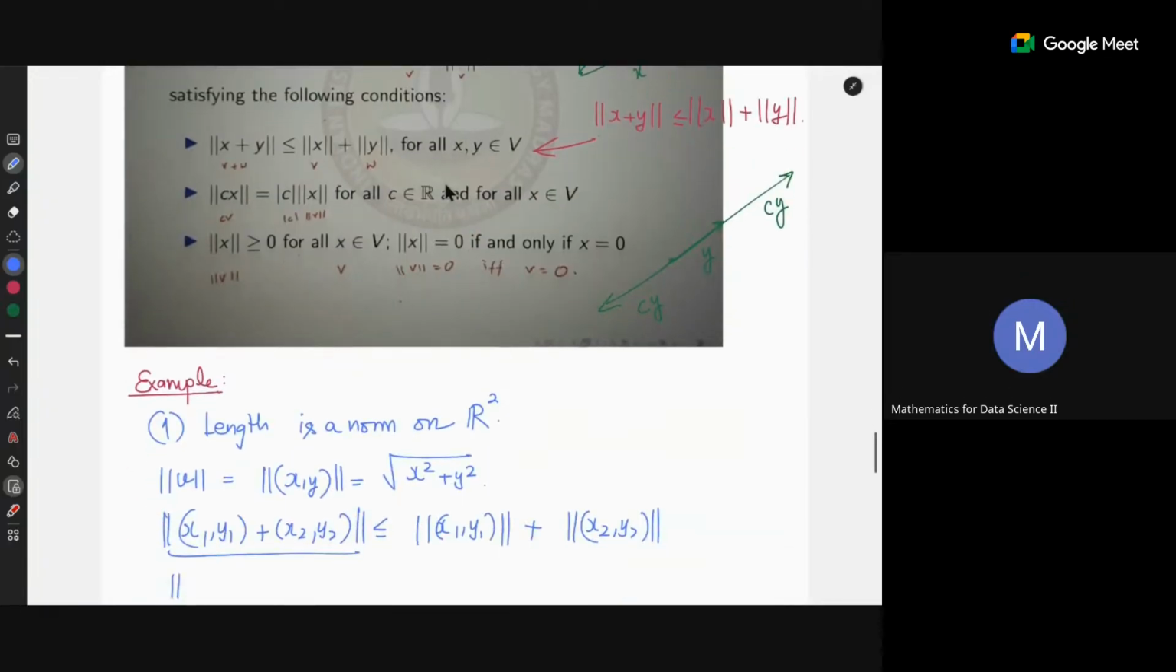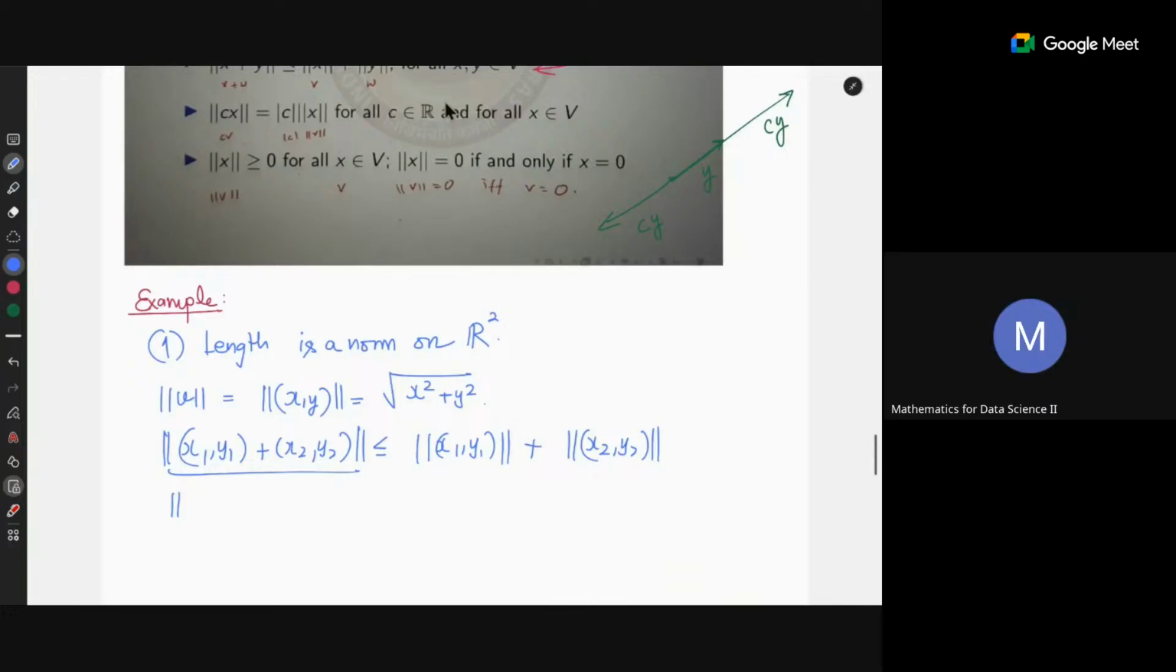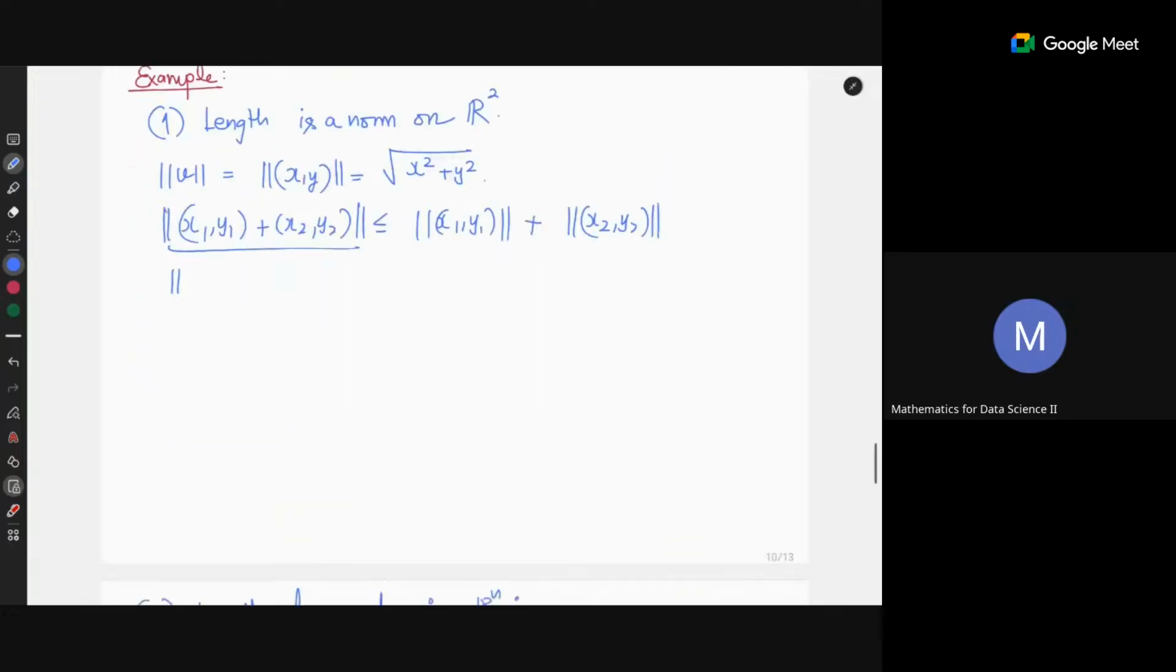All right. The second condition you can also clearly check. You can take the scalar out. The third condition is also something you can check for the length. Length is always positive in R2, that you guys know, and it is zero only if the vector is zero. So I am not going to complete this argument.